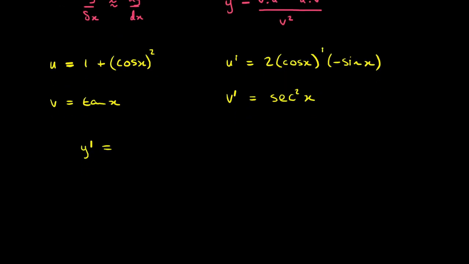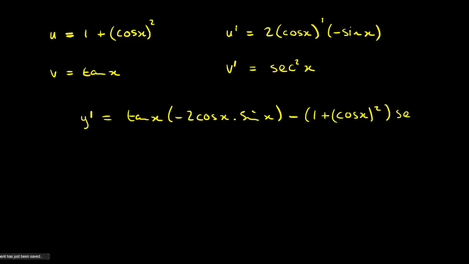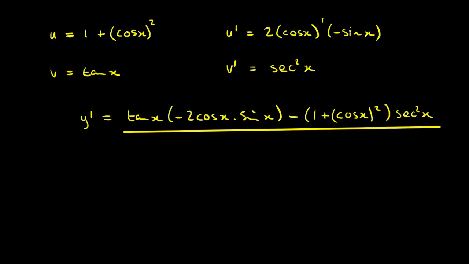So we're going to have v, which is tan x, times du dx, which is minus 2 cos x times sine x, minus u, which is 1 plus cos x all squared, times dv dx, which is sec squared x. And this is all divided through by v squared, which is going to be tan squared x.